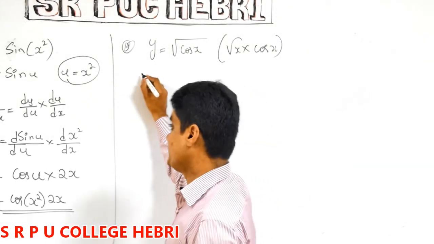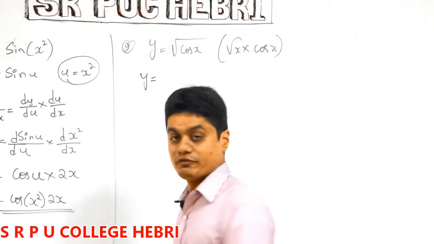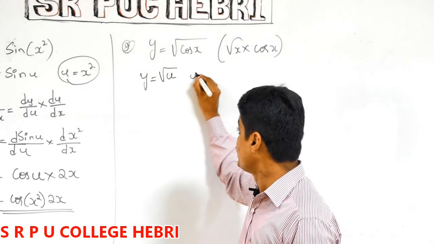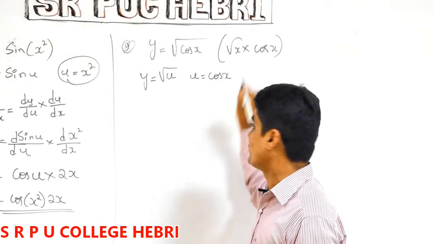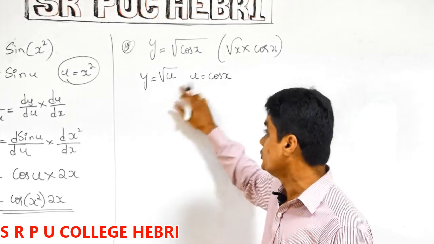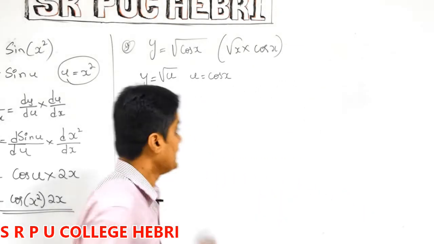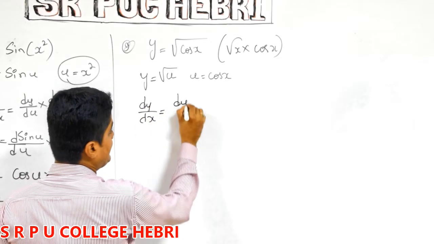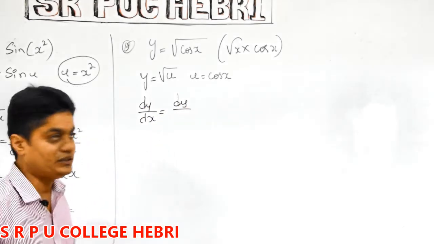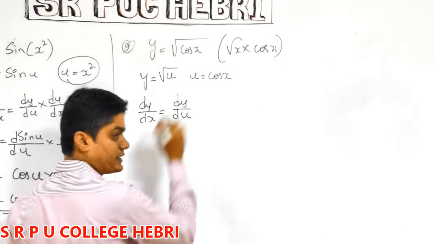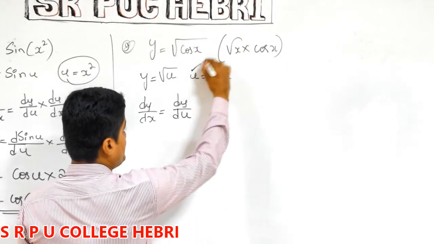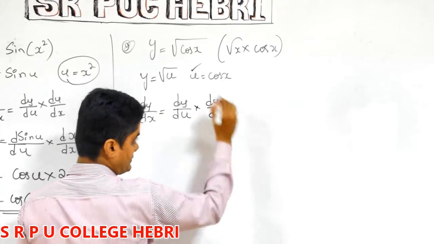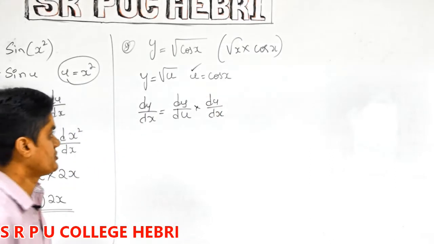Okay, so what is the first step? Separate. Which is the inside function? Cos x. Instead of that you take u, and u is equal to cos x. Right? y is equal to root u, u is equal to cos x. Apply chain rule. What is chain rule? dy by dx is equal to dy by, what is the independent variable here? u. So differentiate with respect to u. Next, differentiate u with respect to the independent variable. What is the independent variable? x. This is nothing but chain rule.